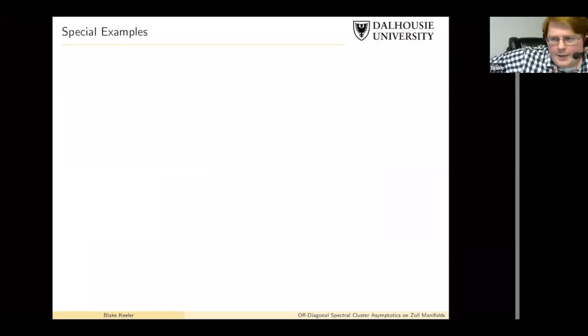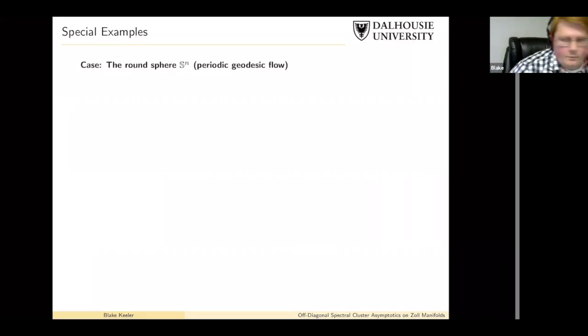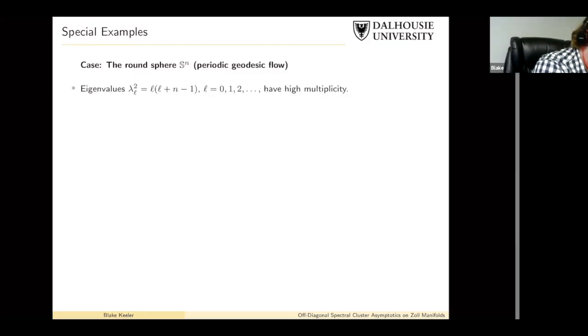But there are some special cases where we can write it down, in particular on the round sphere, where obviously the geodesic flow is periodic, we can explicitly compute all of the eigenvalues of the Laplacian. I'll denote them by lambda_l squared, and they are l times (l plus the dimension minus 1). And they have very high multiplicities.